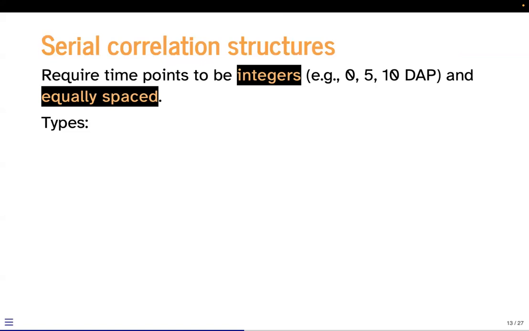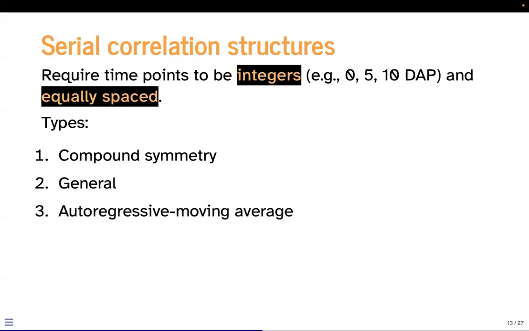So beginning with the serial correlation structures, again, those are the ones that would be mostly associated with time. So one dimensional repeated measure. The three main types that we're going to see here, one is called compound symmetry. The other one is called general. The other one is called autoregressive moving average. So let's get into each one of them and understand what they are, or at least try to understand. This is a little bit difficult to understand in slides, but I think it helps when you combine what you see here with what we do on the exercise later.